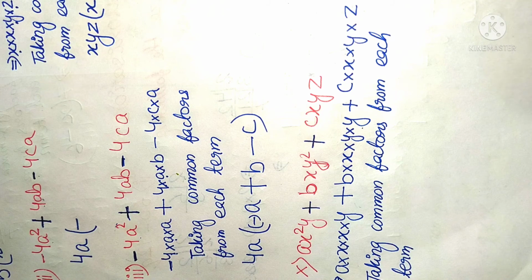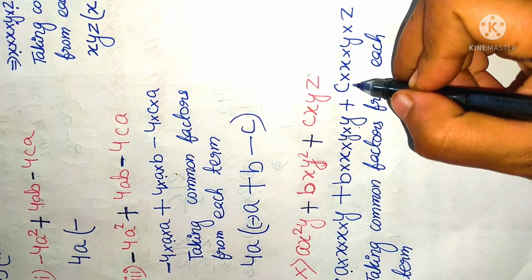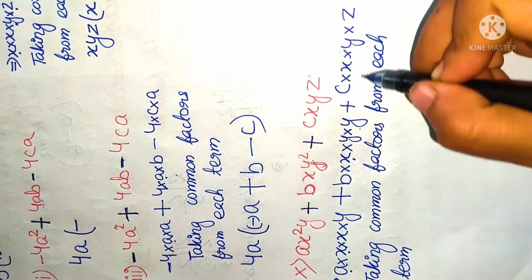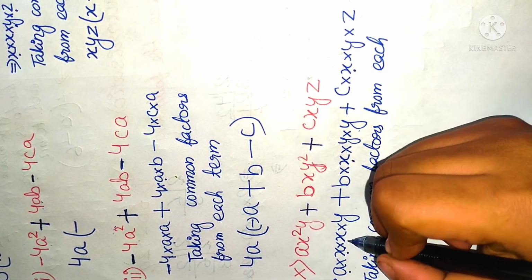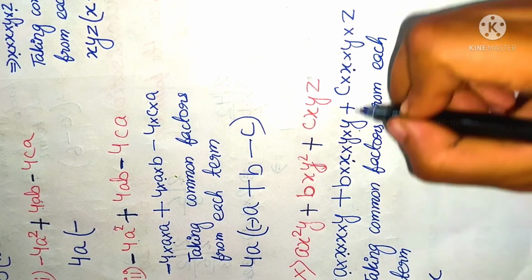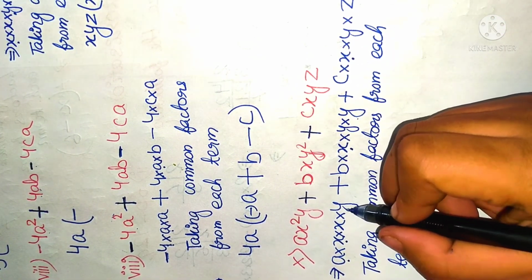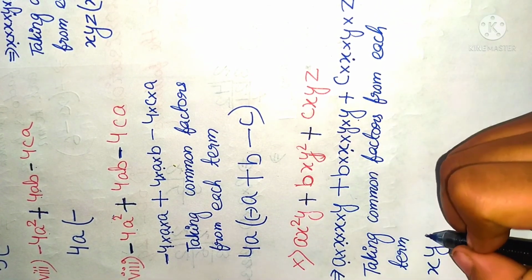Now taking common factors from each term. Here we have a, here we don't have a, here we don't have a. So a is not common. Here we have x, here x, here x. That means x is a common factor. Again we have x here, here we don't have any more x. So we will not take this x. Next we have y here, here also y, here also y. So we will take y common. So we have found out the common factors.